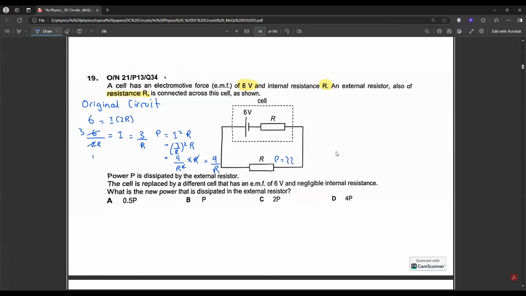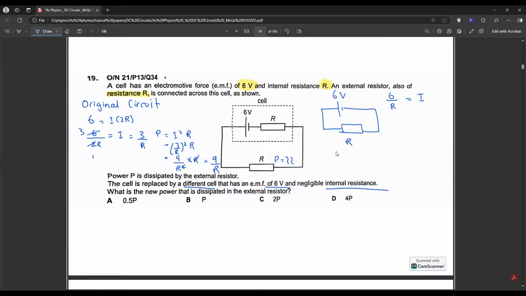The cell is replaced with a different cell that has an EMF of 6 volts and negligible internal resistance. So now this cell will have no internal resistance. There will only be an external resistor R. Can you calculate the current in the circuit now? Yes, 6 over R is your current.